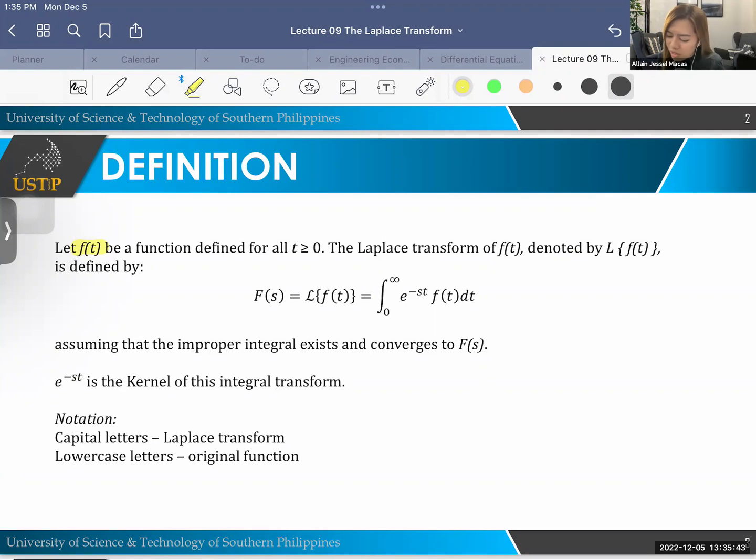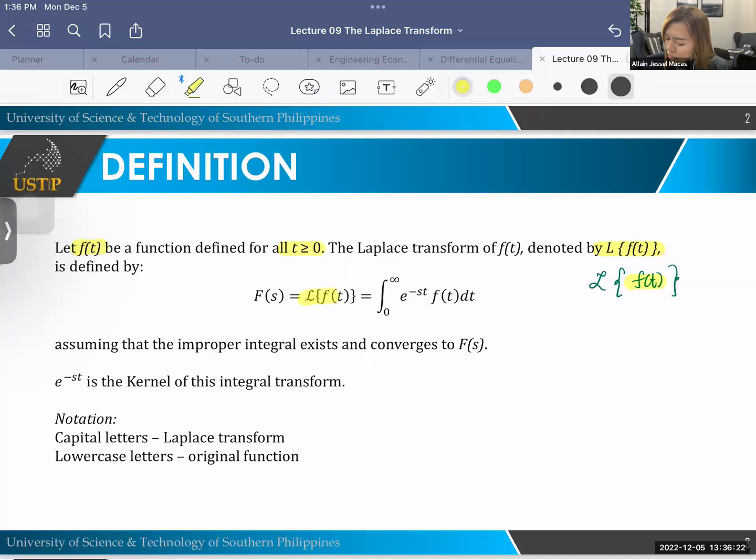So, if we have a function again that is given by f of t that is defined for all t greater than or equal to 0, then the Laplace transform is denoted by this L. If you write it, we write it in cursive a little, so it is not just a plain L. So, L of, in brackets, f of t. Meaning, we want to get the Laplace transform of whatever function is inside the bracket. Okay? And that is defined by this one.